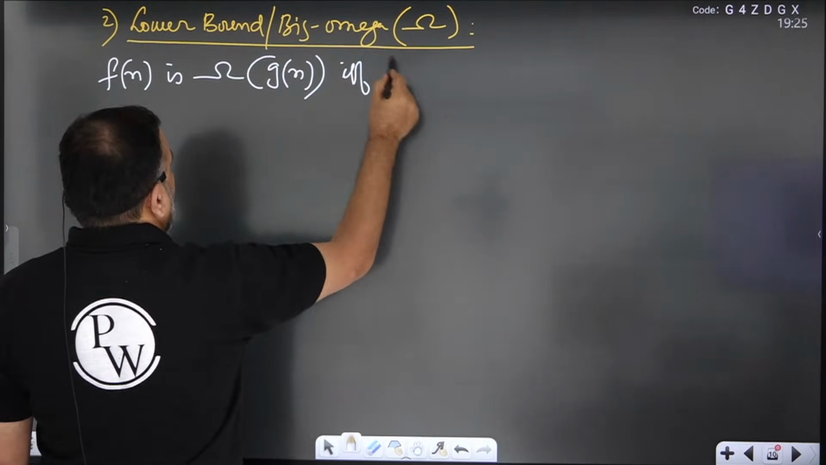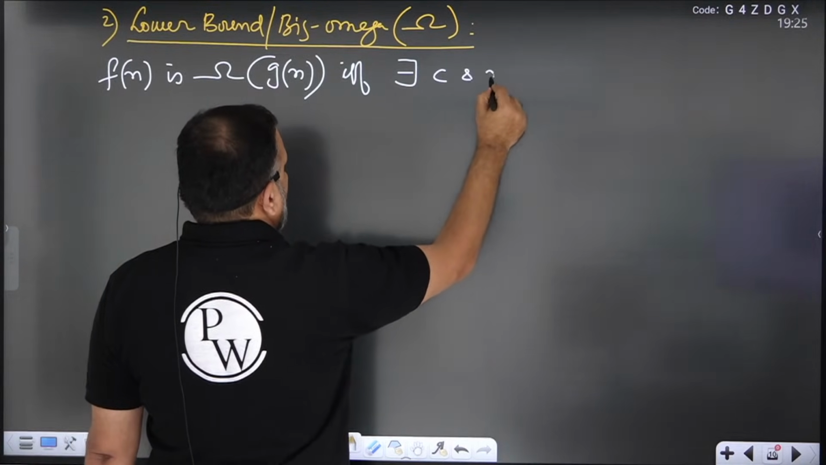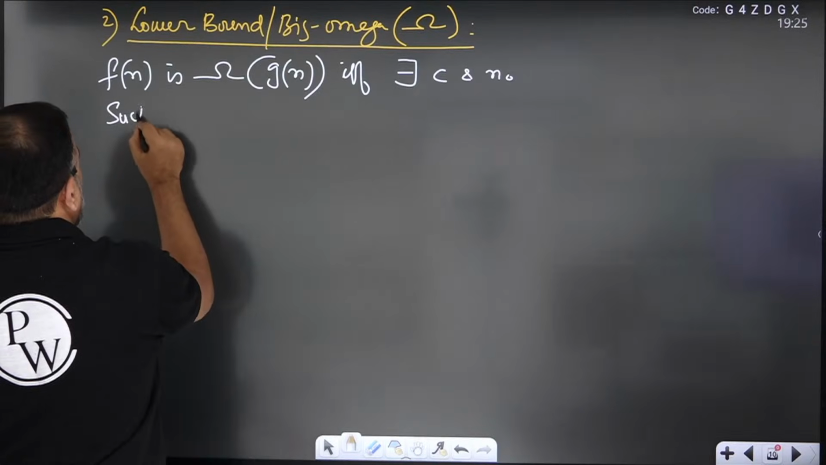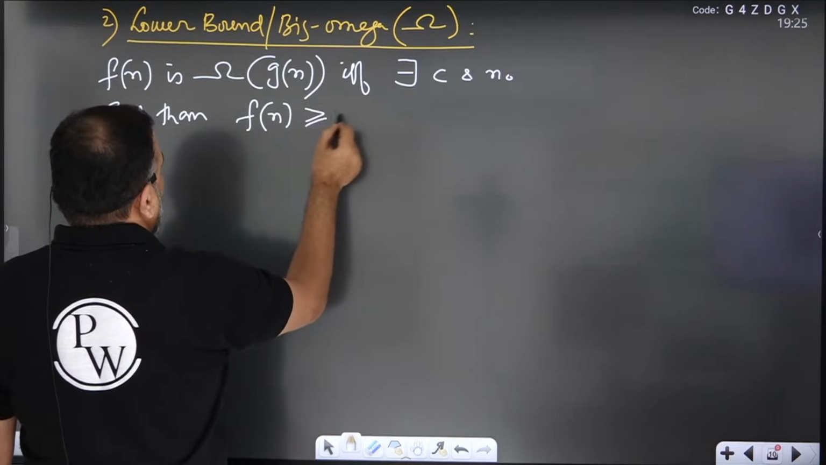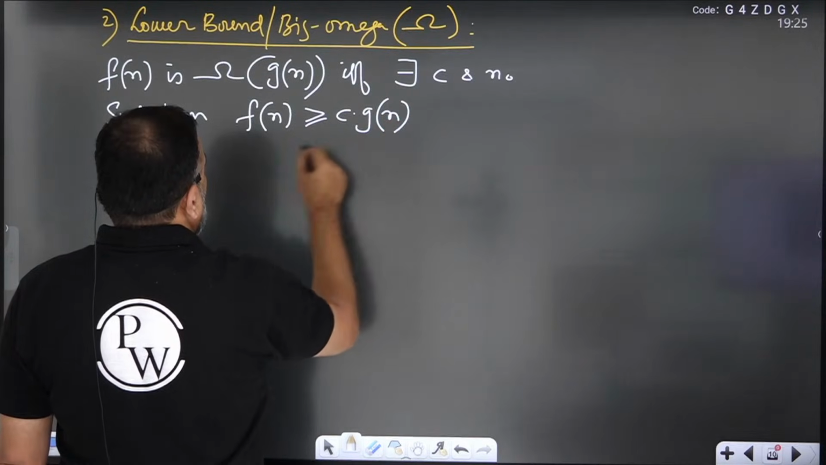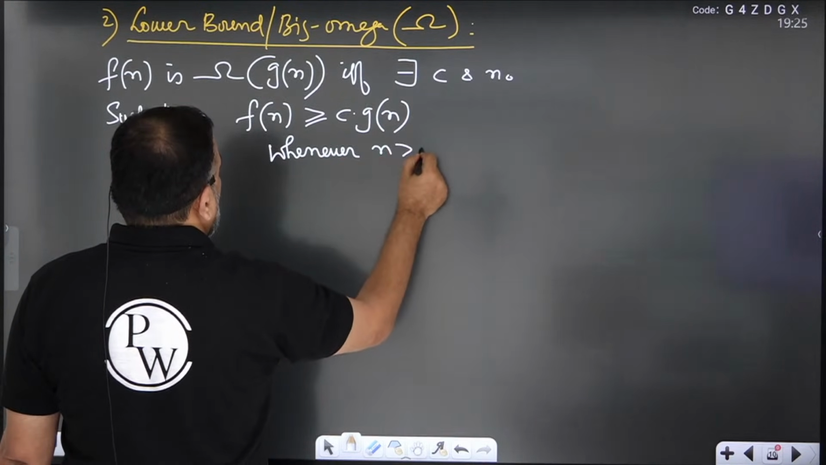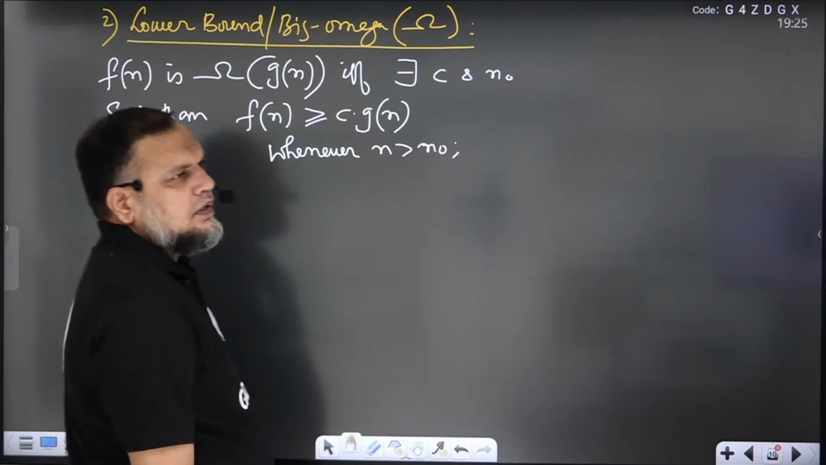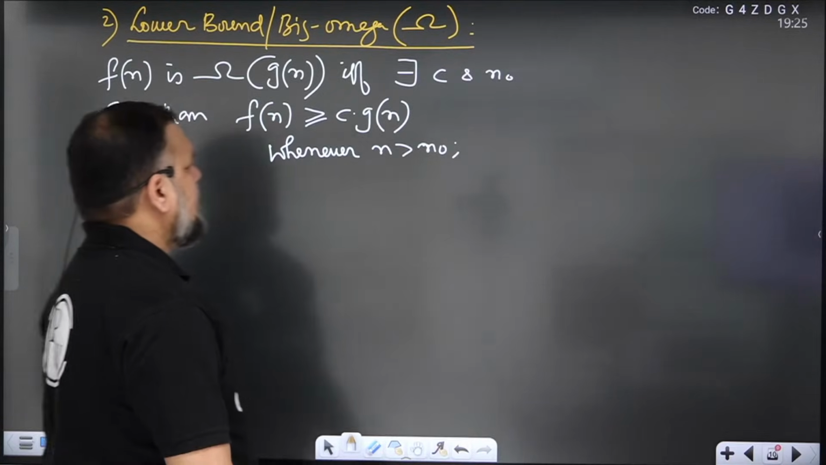if and only if there exist some constants c and n naught, same thing, such that the value of the function f of n is greater than or equal to c times g of n whenever n is greater than n naught. Just here it becomes greater than or equal to. That is the lower bound concept.